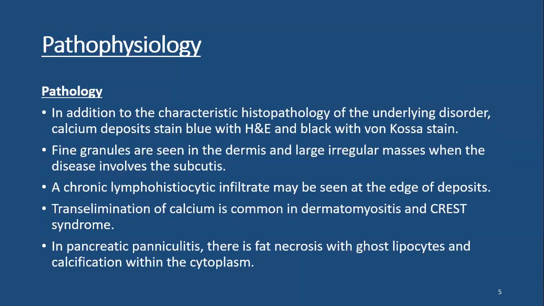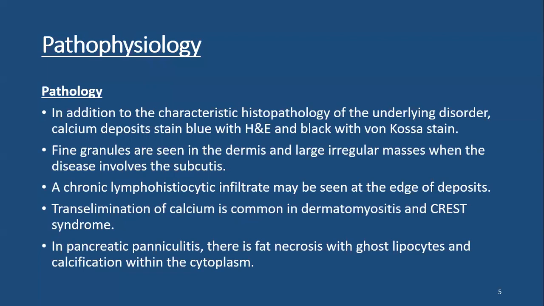Pathology. The characteristic histopathological appearance is that of calcium deposits, which are seen as blue, irregularly shaped globules in the dermis. If the deposits are in subcutaneous tissue, they are in the form of irregular masses. On H&E, they look blue, and on the special stain for calcium, that is von Kossa stain, all these calcium deposits turn black. A mild to moderate chronic lymphohistiocytic infiltrate surrounds these calcium deposits.